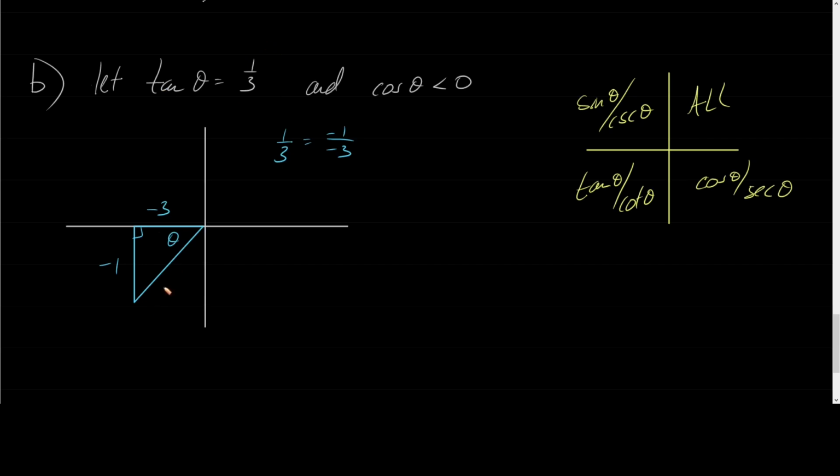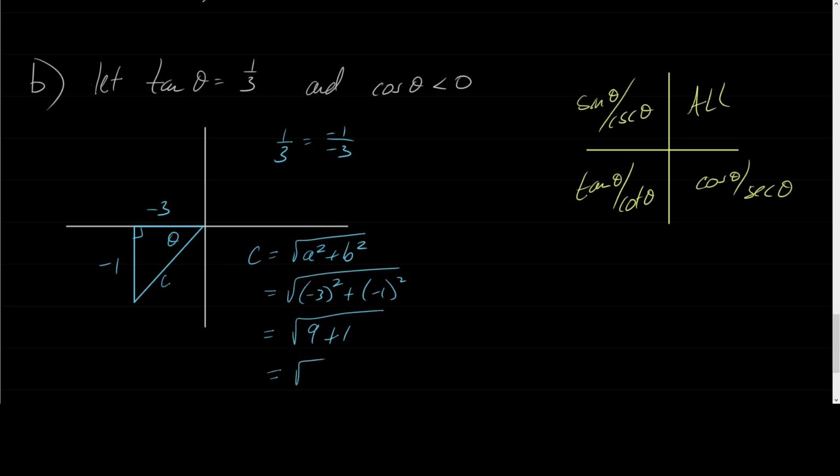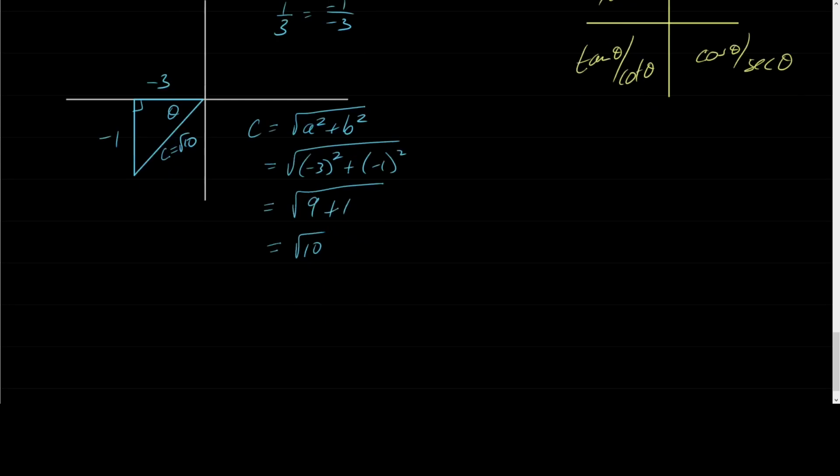Now to figure out the value of our hypotenuse, C, our hypotenuse must always be positive, so C would be the square root of a squared plus b squared from the Pythagorean theorem. So it would be -3 squared, that's a squared, plus -1 squared, which gives us the square root of 9 plus 1. So it's just radical 10. So C is just radical 10. And now that we've got that, we can figure out all 6 trig function values.